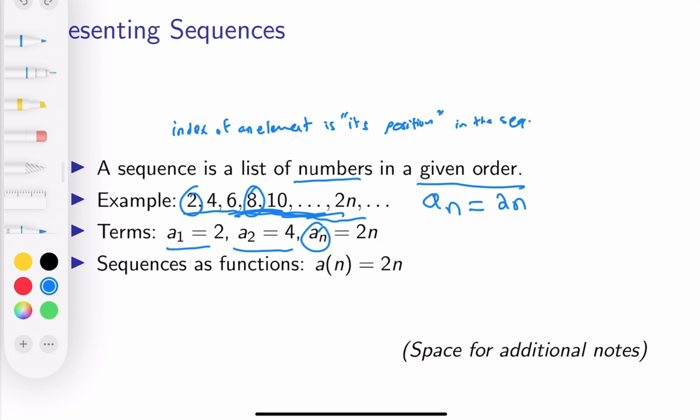If you have a sequence of numbers, how do you write it in a compact form? You will need to figure out what's the general form, like what's the element at a general index, what's the element at position n. How can you write it as a function of n? Once you do that, you get a compact form of the sequence.